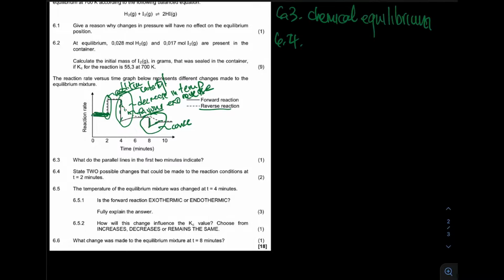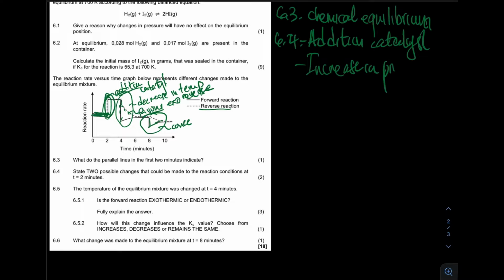Now 6.4 says: state two possible changes that could be made to the reaction condition at T2. I already mentioned one, the addition of a catalyst at T2. And another possibility is an increase in pressure. It cannot be a temperature change, it cannot be a concentration change. It can be a pressure change.